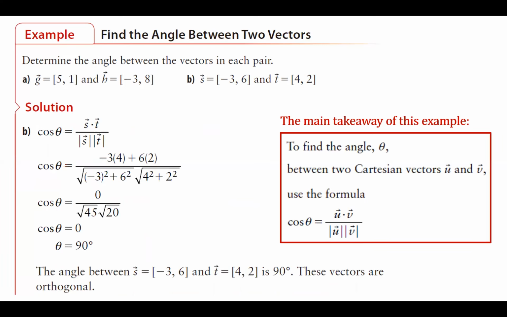Now, cosine theta equals the dot product of S and T over the magnitude of S times the magnitude of T. Also substitute all the values in. That gives us cosine theta equals 0. Therefore, we know theta must equal 90 degrees. So we know the angle between S and T is 90 degrees. In other words, these two vectors are orthogonal. Orthogonal also means perpendicular.